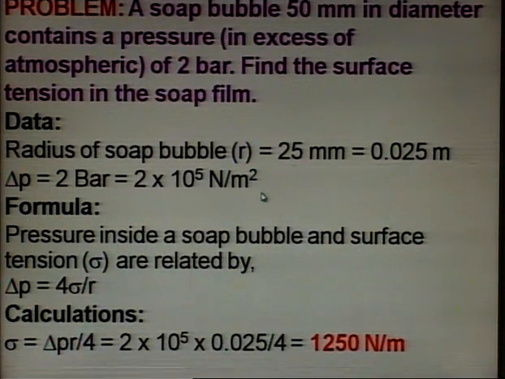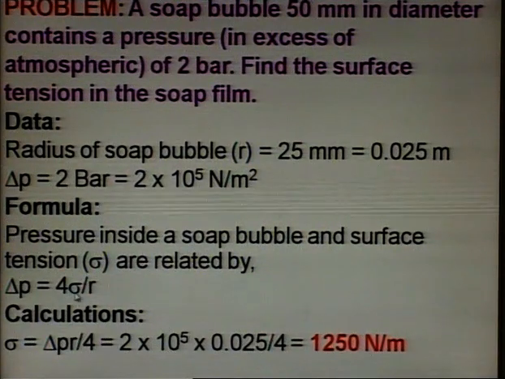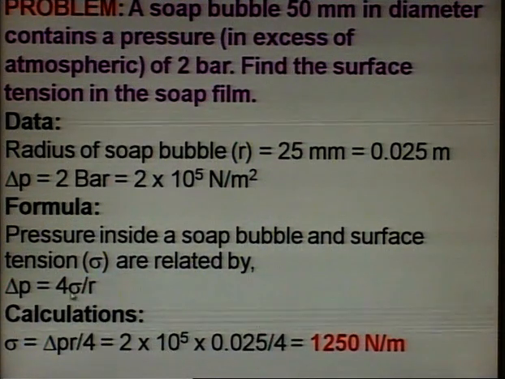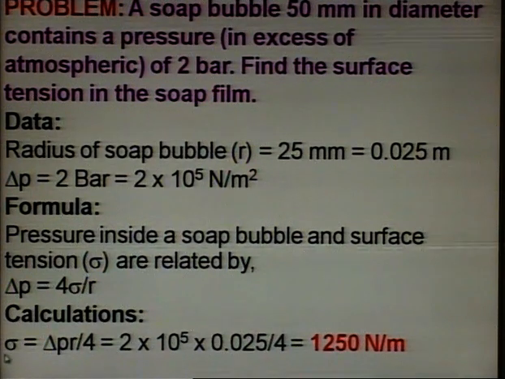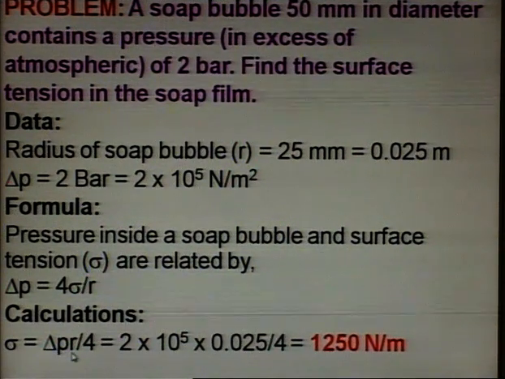Newton upon meter square. So the formula we will use: pressure inside a soap bubble and surface tension sigma are related by delta P is 4 sigma upon R. We have to find sigma. Sigma is surface tension. So this sigma is given as delta P R by 4. Delta P is pressure change. R, what is R? This is the radius of the soap bubble. So these values are given.